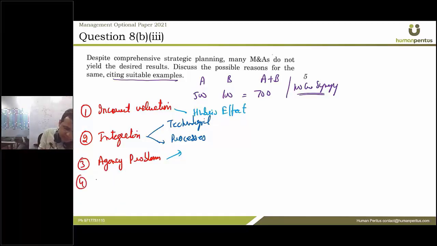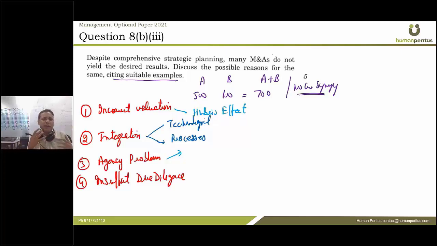Another reason can be that there has been insufficient due diligence, so that your entire synergy has been overestimated. It's very closely related to incorrect valuation only. Another reason can be cultural issues. And of course this looks simple, but cultural issues play a major role when two companies are being merged, because culturally the way companies are being managed is totally different. The way Reliance is being managed is totally different from the way Infosys is being managed.